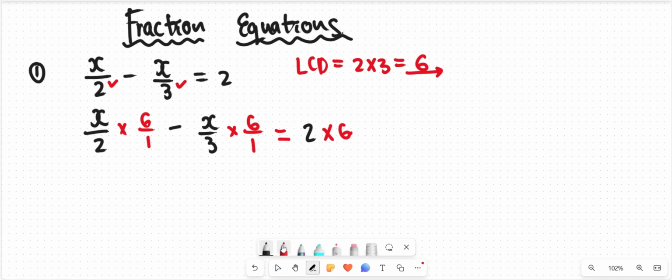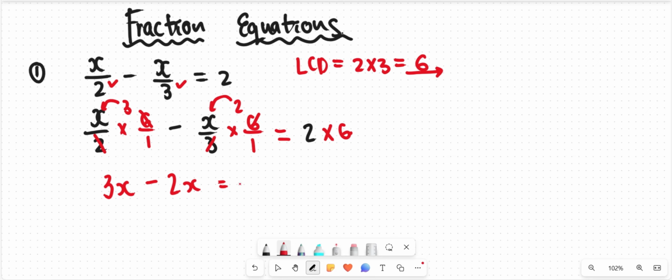Then at this point, I cross multiply. So what I do, I ask, what is 2 divided by 6? I get a 3. That 3 will times this x, giving me a 3x. Then I ask, what is a 3 divided by a 6? It's a 2. That 2 will times with that x, giving me a negative 2x.